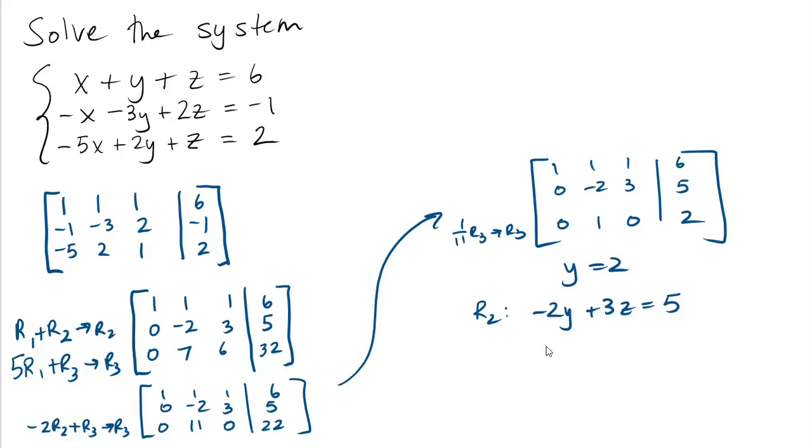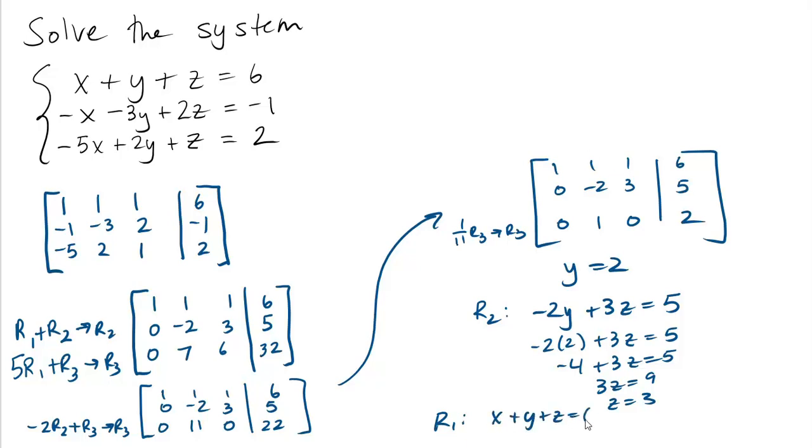Well, we just figured out that y is equal to 2, so -2 times 2 plus 3 times z is equal to 5. So -4 plus 3z equals 5. So 3z equals 9, so z is equal to 3. Now I can translate row 1, which doesn't really need translating because we never altered it. It says x plus y plus z equals 6. And we know y is 2 and z is 3. So x plus 2 plus 3 is equal to 6, which means that x equals 1.